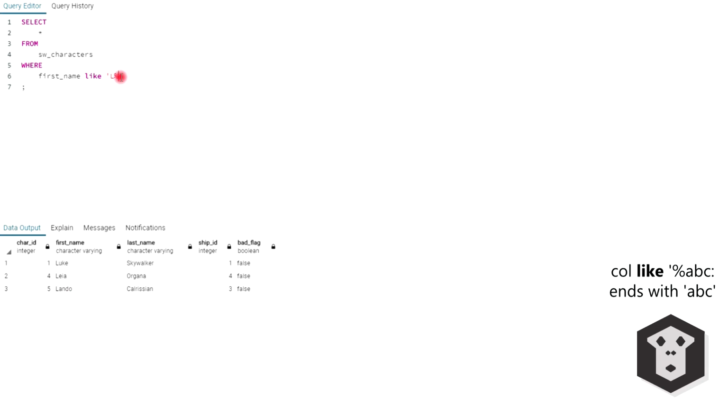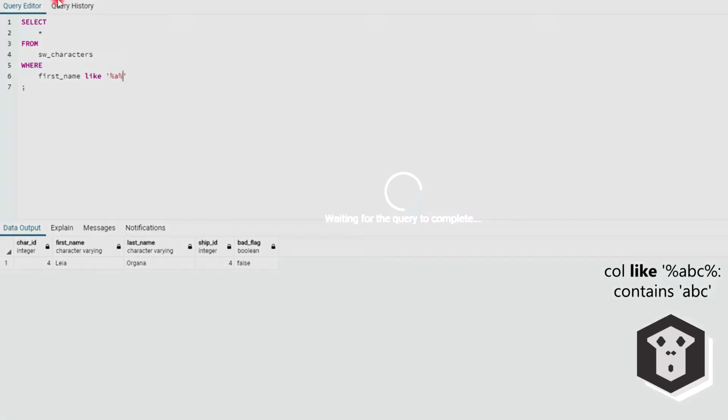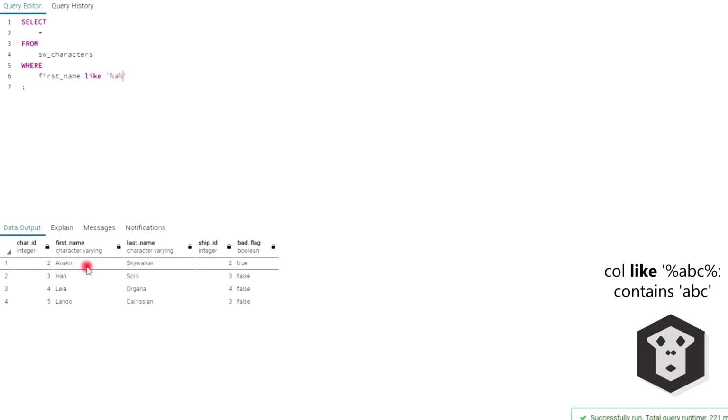Example 2 with all the first names that end with an A. % sign at the beginning, lowercase a at the end. Yep, Leia is the only one. Third example, first names that contain the lowercase a. You've guessed it, % sign a, % sign. And we get these 4 characters.